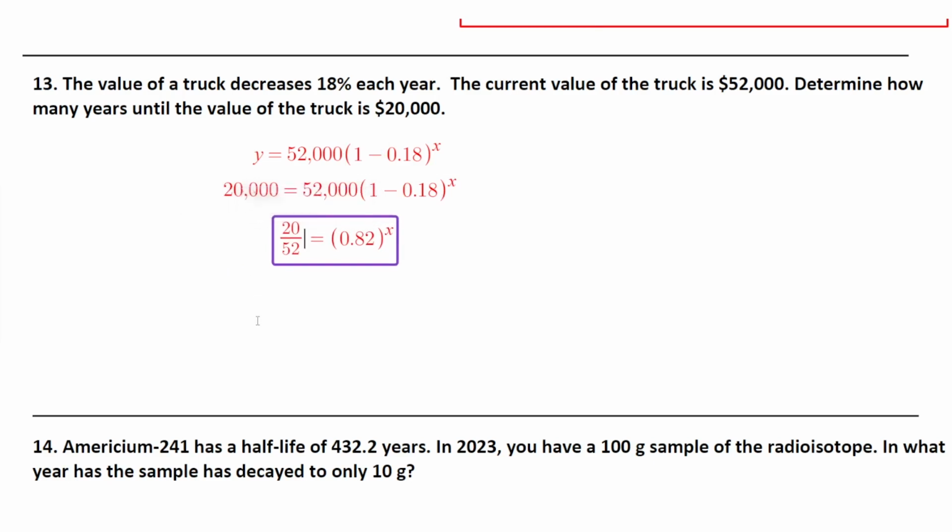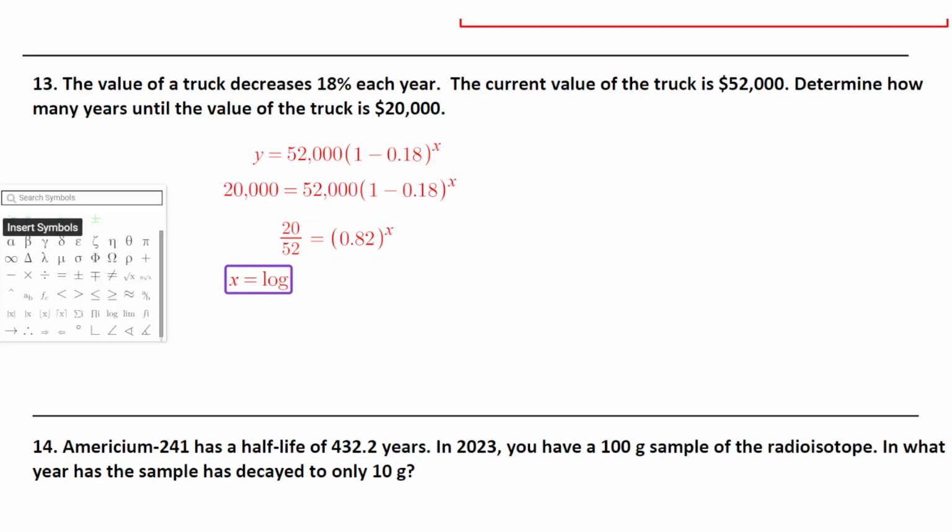And now we can rewrite this as a logarithm. We've got this exponential equation. We can say x is equal to log base 0.82, or 82%, of 20 over 52. And let's see, that's going to equal approximately, and this is where we get the calculator out, so let me bring that back up.